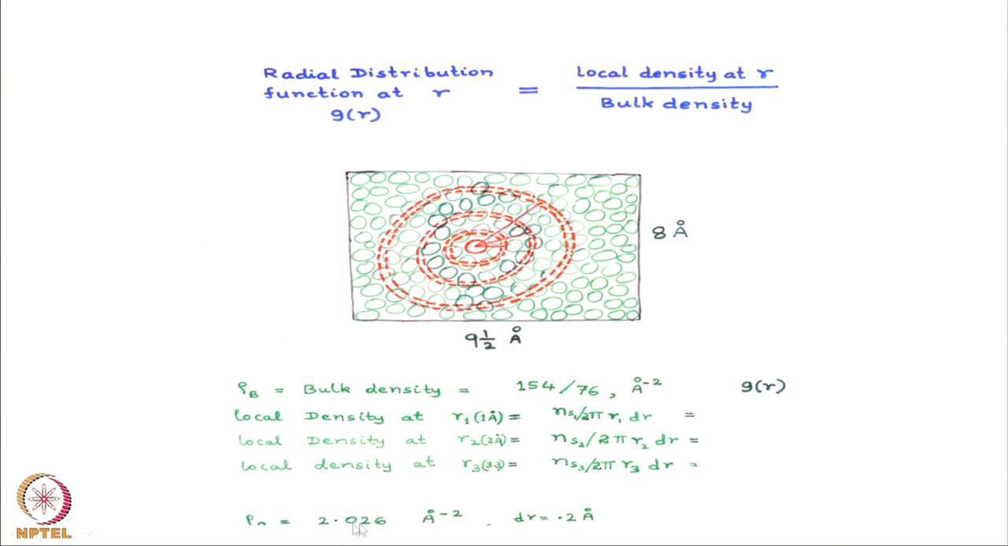Your bulk density is already calculated here. You will see that it is 2.026 angstrom to the minus 2. So, this is the first one. Calculate all the local densities, divide by the bulk density, and you will get a g(r).